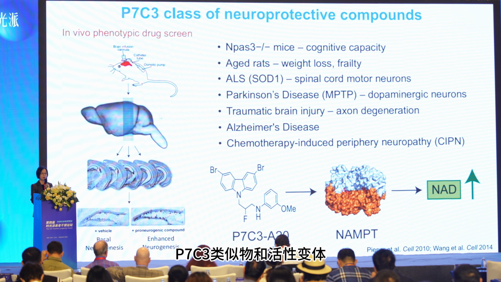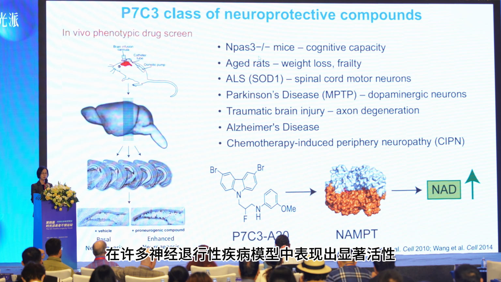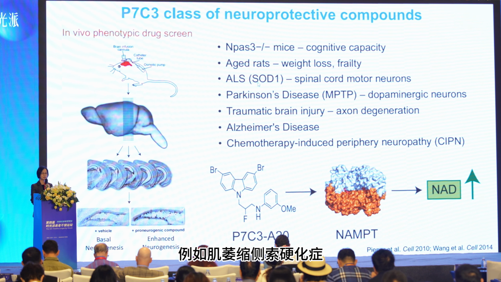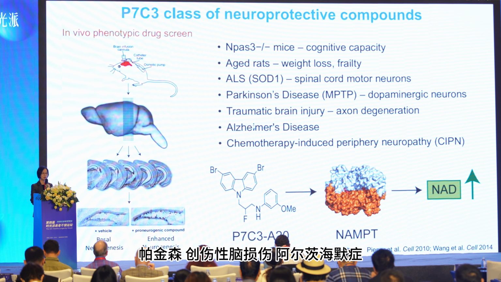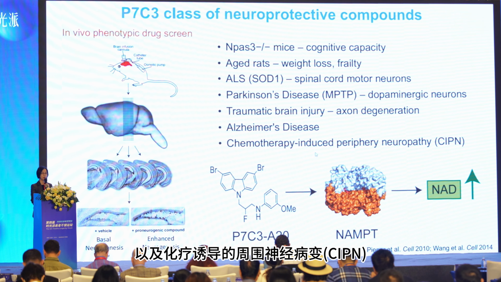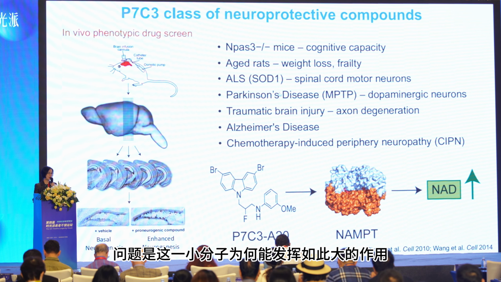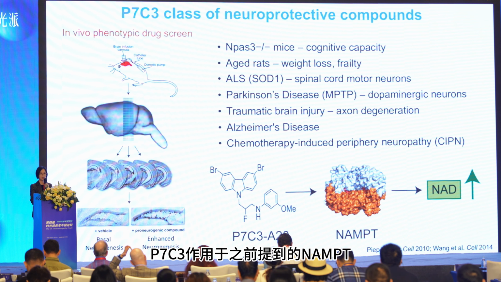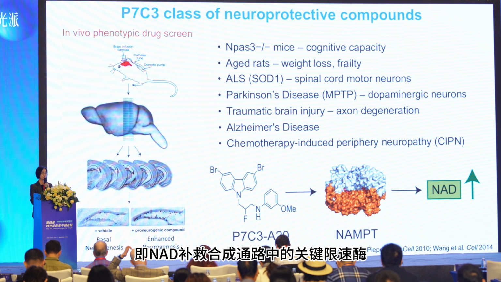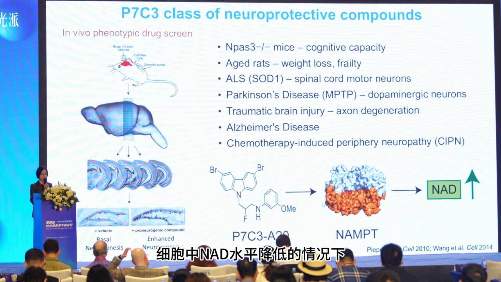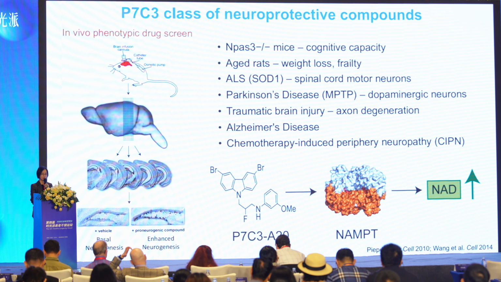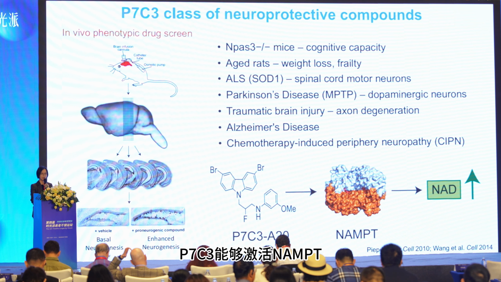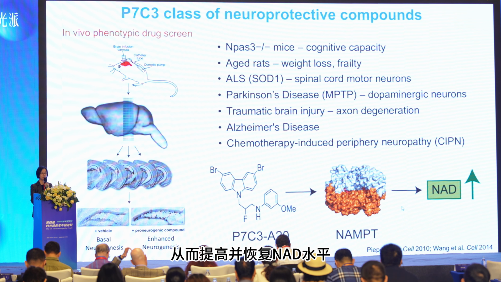The P7C3 analogs, active variants, showed remarkable activity in many neurodegeneration model systems like ALS, Parkinson's, traumatic brain injury, Alzheimer's, and chemotherapy-induced peripheral neuropathy, CIPN. So the big question is how this small molecule can do so many things. Later, we found that P7C3 targets NAMPT, the enzyme we just told you about, the rate-limiting enzyme for the NAD salvage. And in the situation of cellular NAD depletion, P7C3 activates NAMPT and enhances the NAD level, causing the NAD rebound.